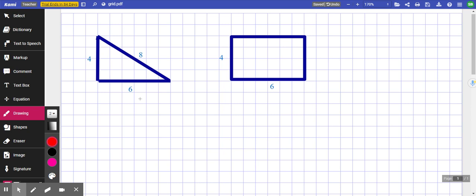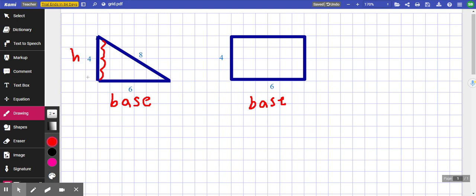Okay, so here we have a triangle and a rectangle. Each of them has what I would consider a base, as if it's sitting on a table, and that base has a length of 6 units. The line is 6 spaces long. And each of them has an equivalent height of 4 units. I can count 1, 2, 3, 4.